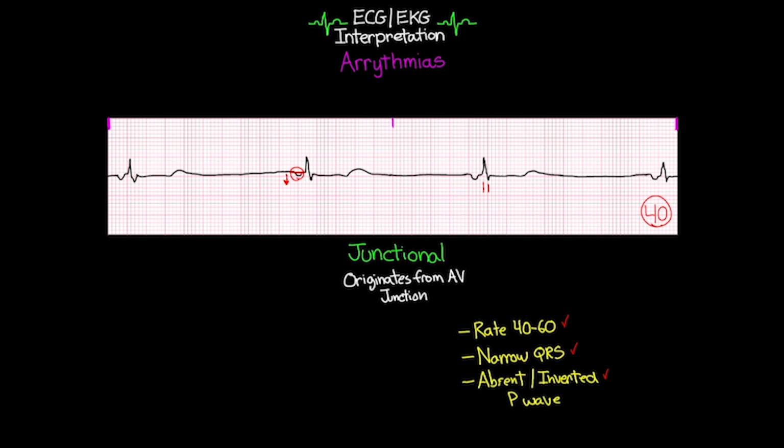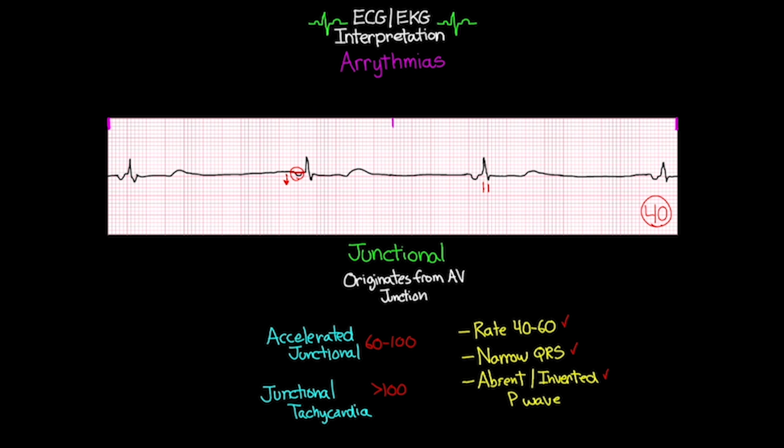Now, within these junctional rhythms, we do technically have 3 different rhythms. We have our normal junctional rhythm. We have what we call accelerated junctional. Or we have what we call junctional tachycardia. And really the only difference between these different junctional rhythms and just a normal junctional rhythm is going to be the heart rate that we find. So in an accelerated junctional, you're actually going to have what appears to be a normal heart rate, between 60 and 100. And then junctional tachycardia, if you haven't figured it out, is going to have a heart rate greater than 100.